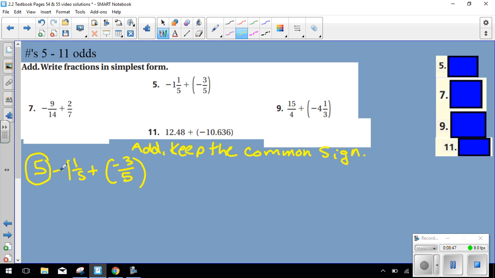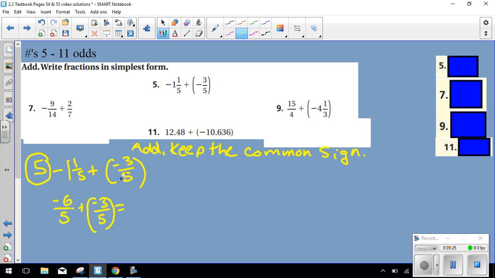If I had one negative or one positive, I would then subtract and keep the sign of the larger absolute value. So what's awesome about number 5 is that the denominators are the same. So that's just one less thing we need to worry about. So let's make this improper. 5 times 1 is 5, and then 5 plus 1 is 6. So I have negative 6/5 plus negative 3/5. And let's put this in parentheses.